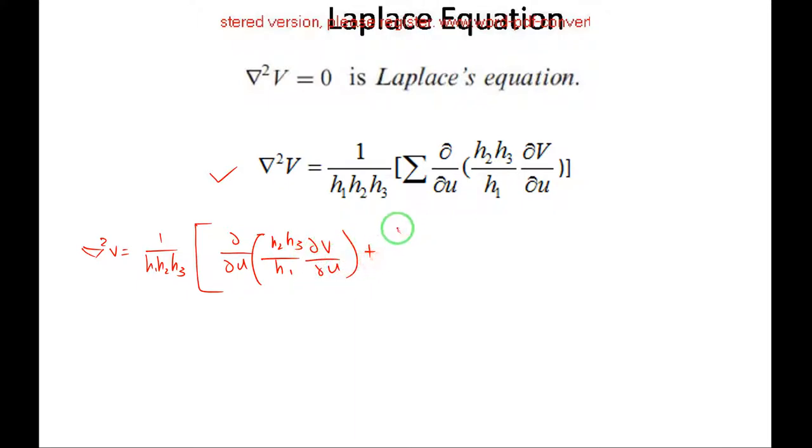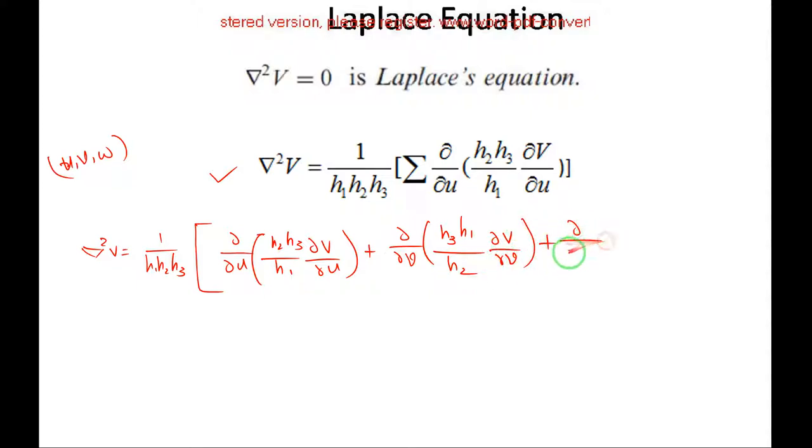Then the next, second term. u v w are the coordinates, general coordinates. It may be x y z, rho phi z, or r theta phi, right? So dou by dou v of, then h2 h3 is over, next cyclic order 3 1: h3 h1 by h2 into dou V by dou v, plus dou by dou w of, next 1 2: h1 h2 by h3 into dou V by dou w.